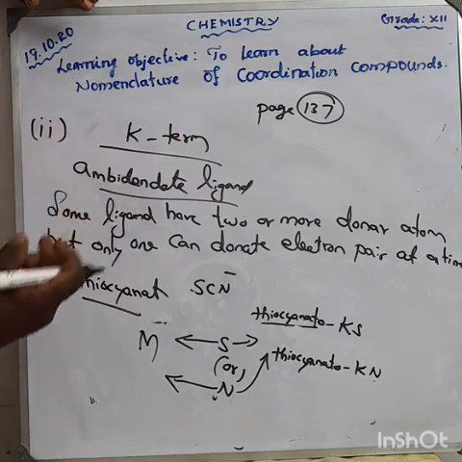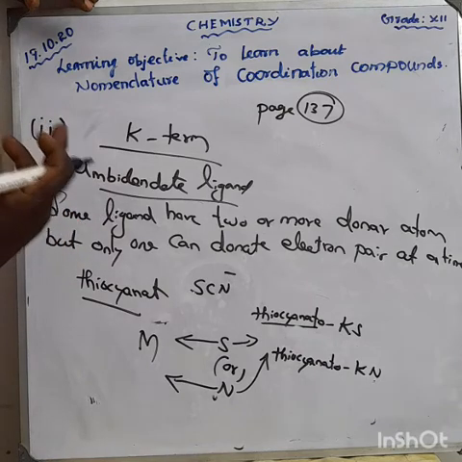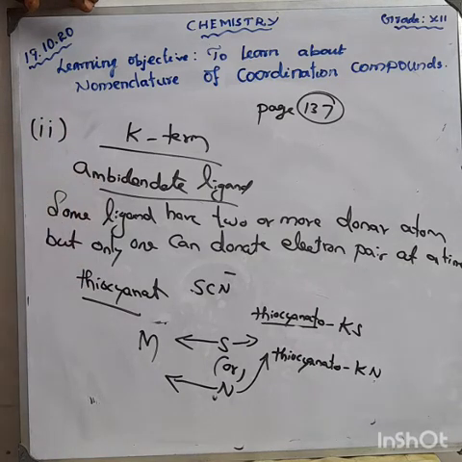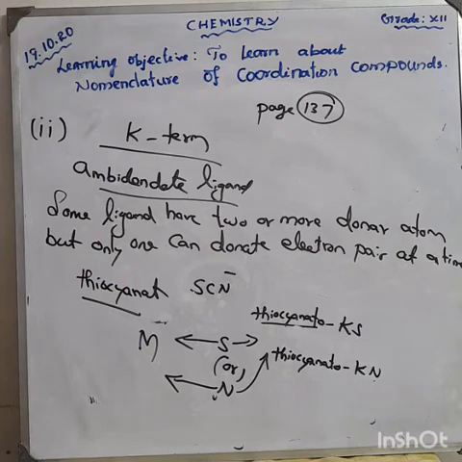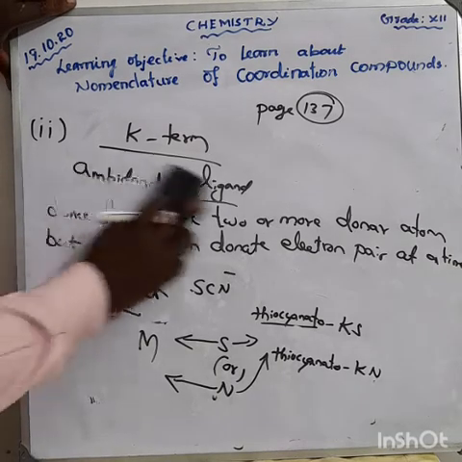Next, carbonate, CO3 2 minus, we call carbonato. CN minus is an ambidentate ligand, and carbonate is also an ambidentate ligand. Also NO2 minus is an ambidentate ligand. These are some of the ambidentate ligands. Next, there is one more point. What is that point?